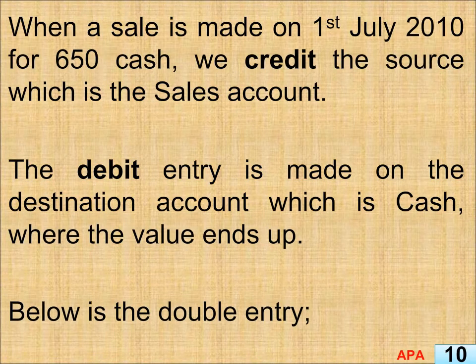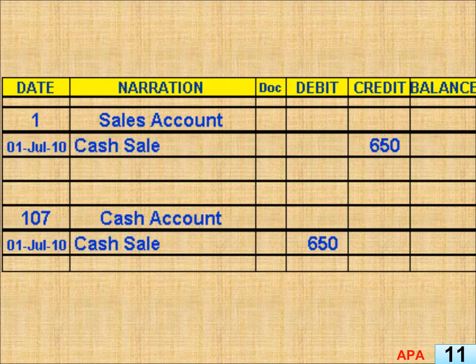When a sale is made on 1st July of 2010 for $650 cash, we credit the source, which is the sales account. The debit entry is made on the destination account, which is cash, where the value ends up. Below is the double entry. On this slide, the sales account is credited with $650, while the cash account is debited with $650.